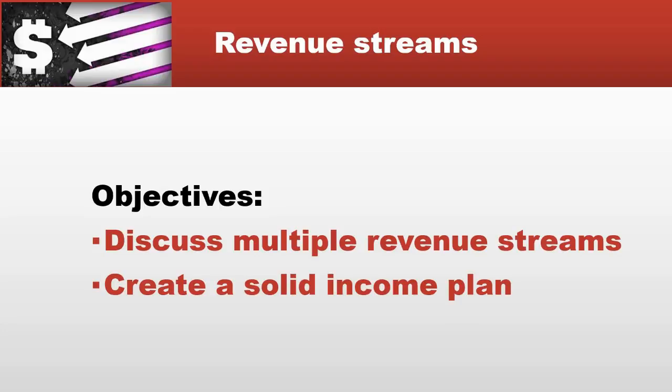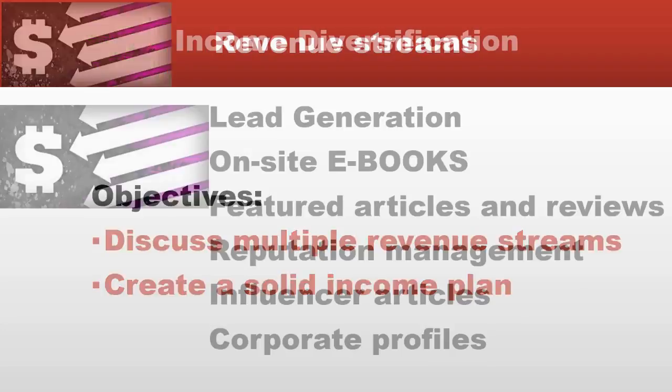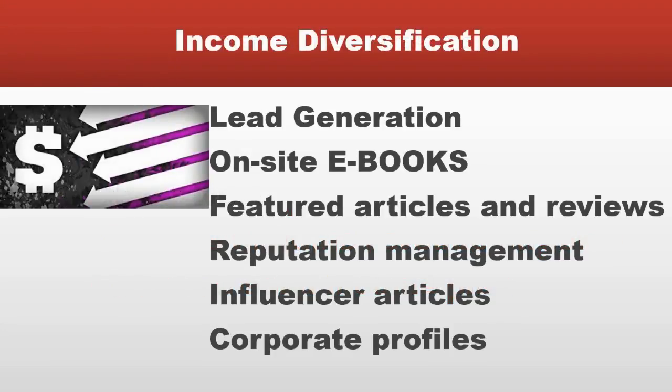So our objectives in this module: we're going to discuss the multiple revenue streams, and then we're going to have a look at how we can create a solid income plan through a diverse range of revenue streams. So let's start off by listing some really good ways of diversifying our income. Obviously, Google AdSense should be your primary source of income, and it should generate 60 to 80% of all your revenue. In fact, in the beginning it might be as much as 100% of all your revenue.